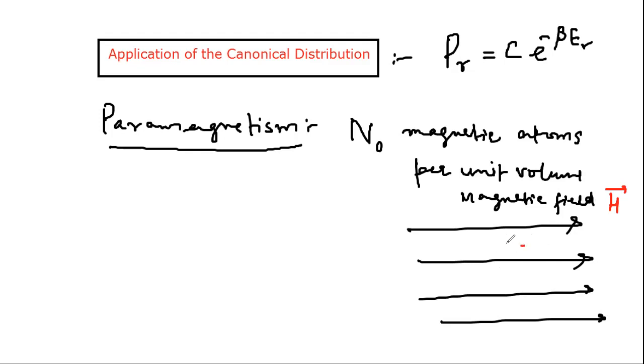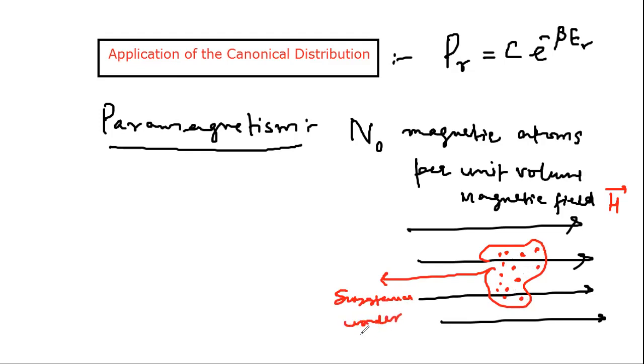So we have some substance, and that substance contains atoms. We're placing this, let me write it here. This is the substance under question or consideration. So we are placing this substance in the external magnetic field H, and this substance contains N naught magnetic atoms per unit volume.